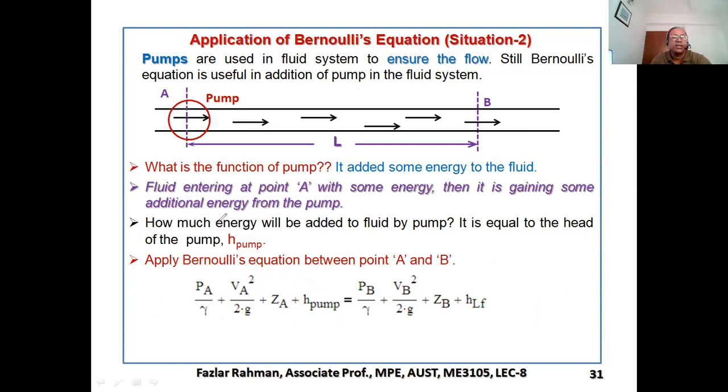So ultimately at point A, you have this much energy coming with the fluid, then the pump is adding some energy to this. That means the energy increases. At point B, the fluid is getting out from this point with this much energy. And how much is the loss in the pipe?